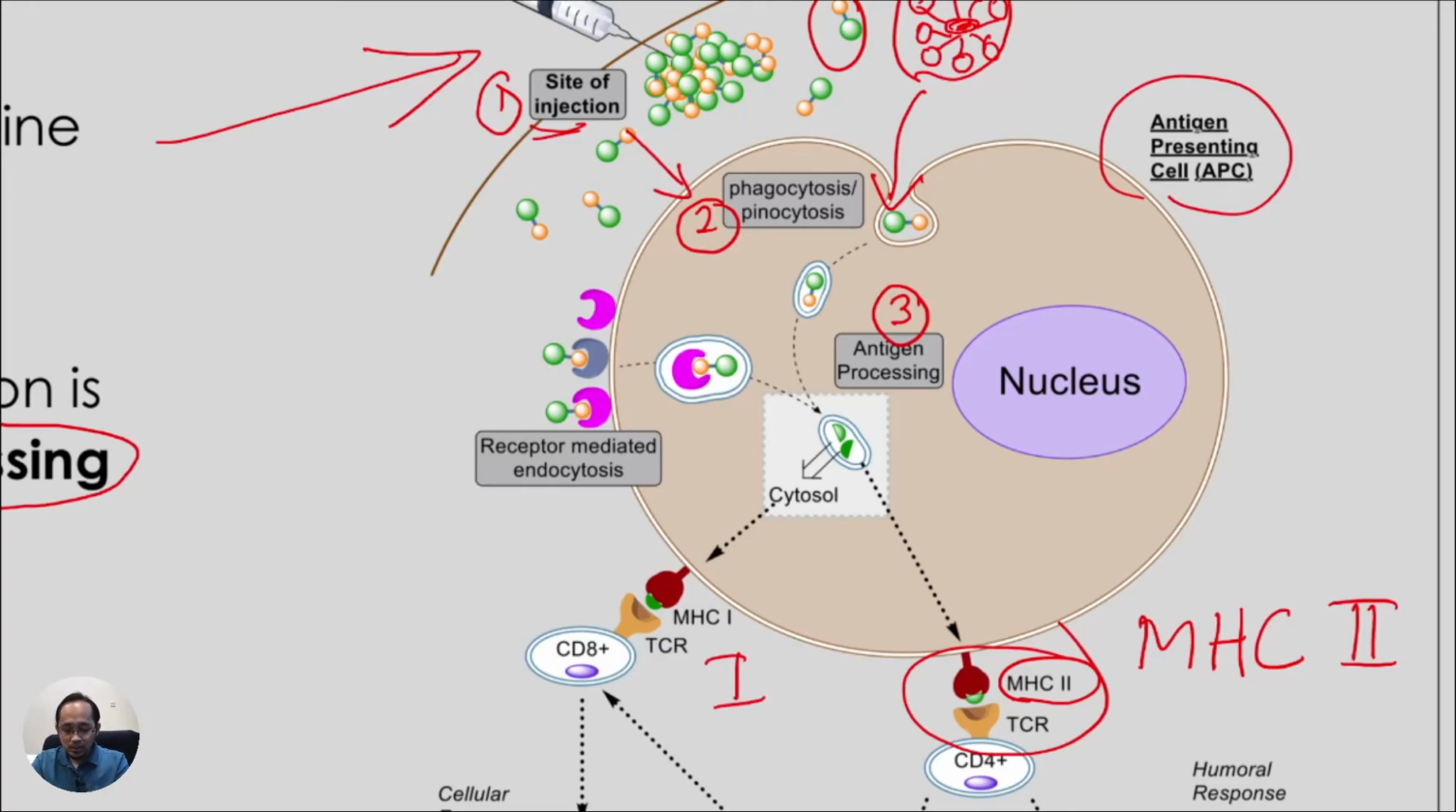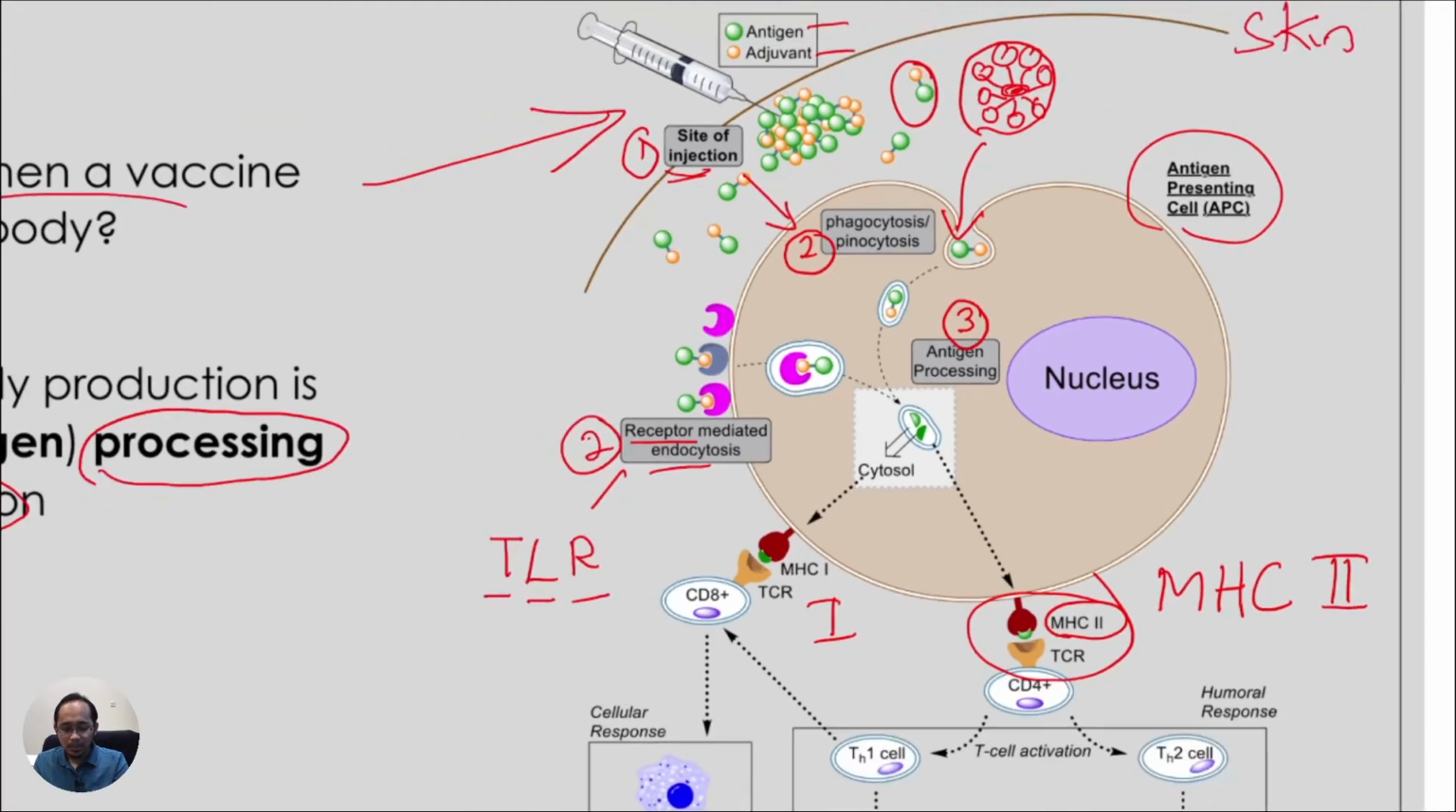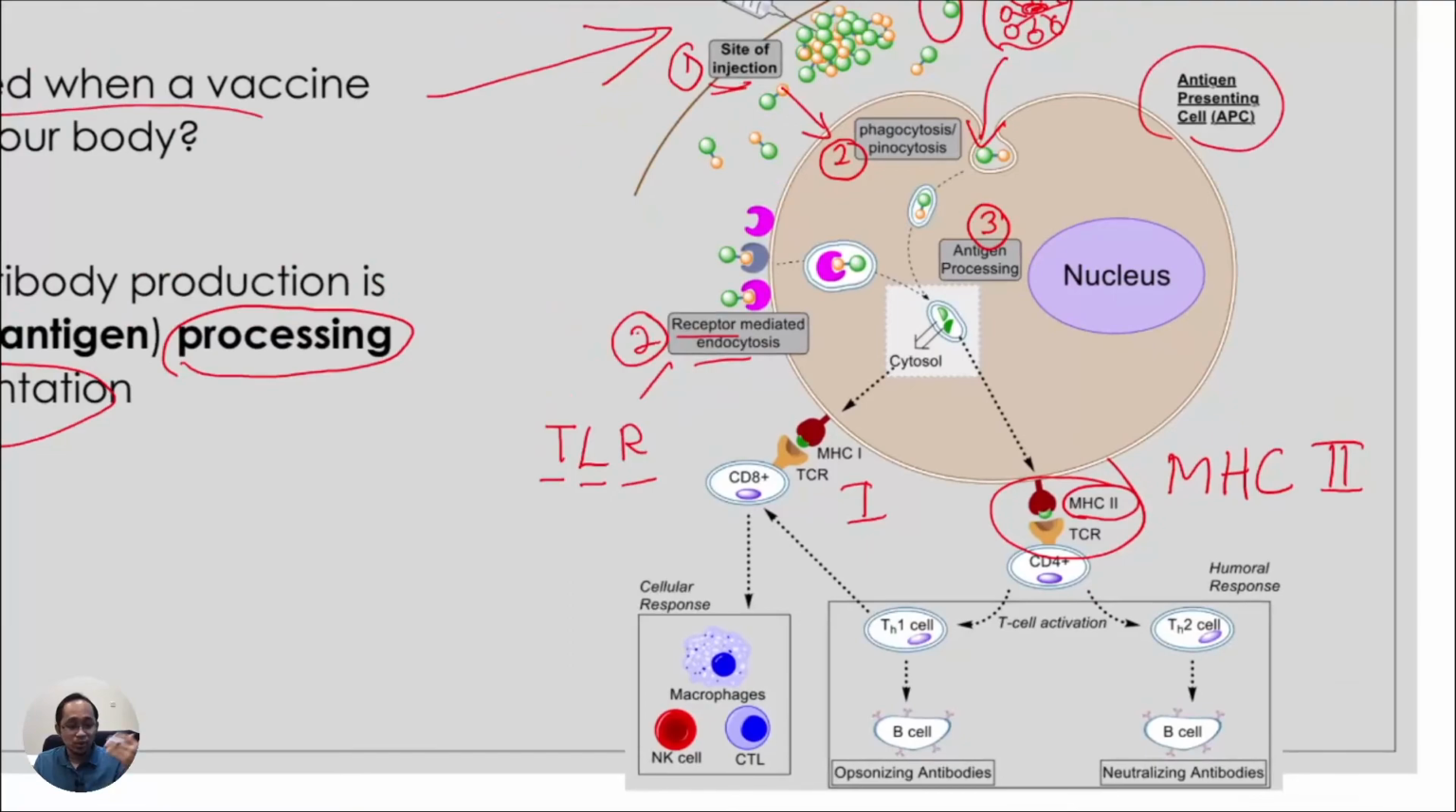Additionally, you have an alternative pathway to enter the APC, antigen presenting cells, which is via receptor-mediated endocytosis. This particular component binds to a receptor available on the surface of the APC and then enters the cells. An example of this type of receptor is TLR, which is toll-like receptor. I also have a brief on these receptors soon. So this is generally how antigen processing works.